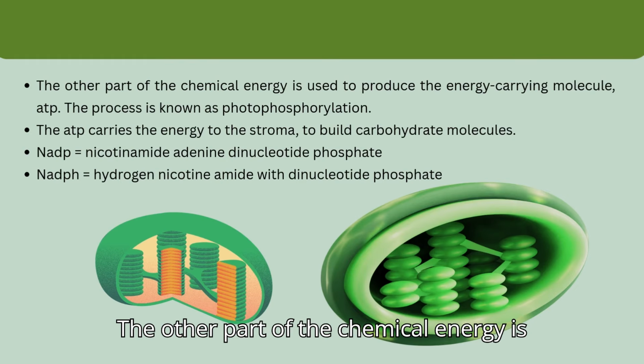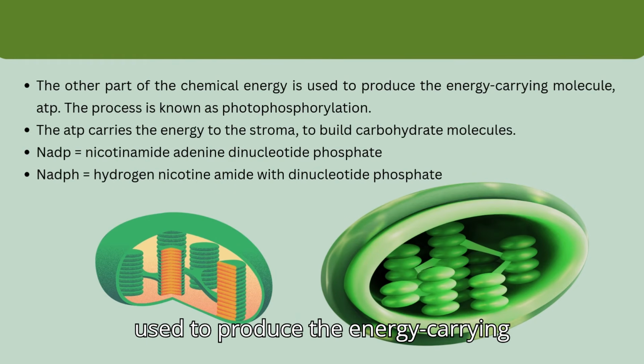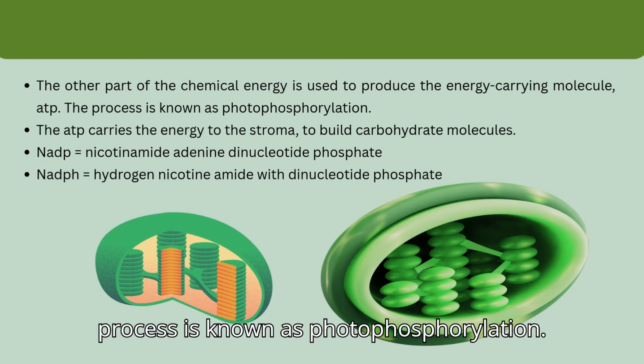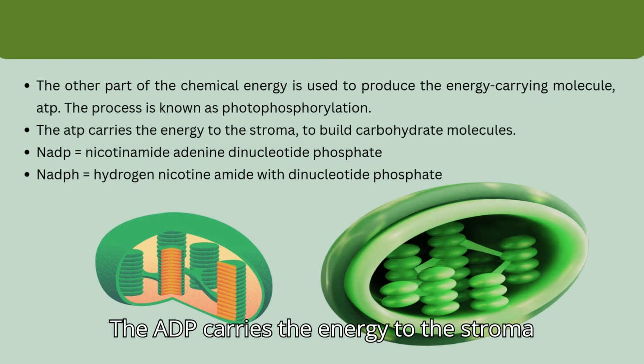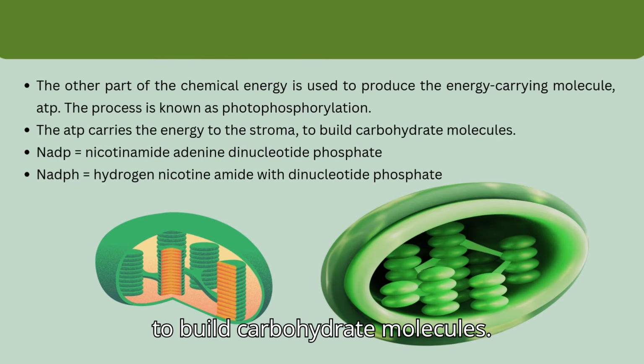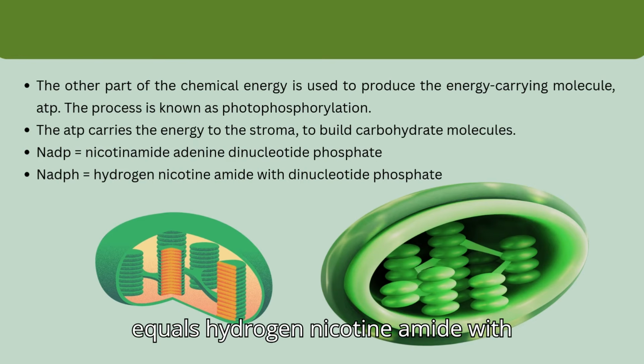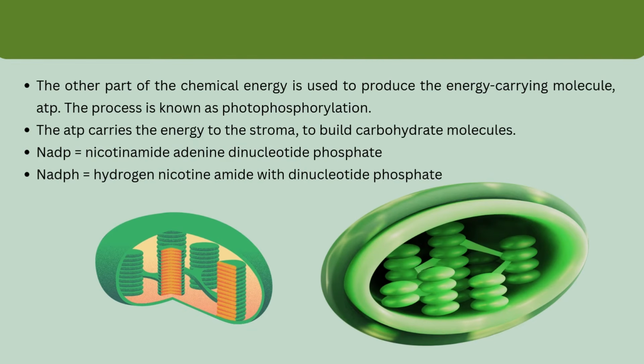The other part of the chemical energy is used to produce the energy-carrying molecule, ATP. The process is known as photophosphorylation. The ATP carries the energy to the stroma to build carbohydrate molecules. NADP equals nicotinamide adenine dinucleotide phosphate. NADPH equals hydrogen nicotinamide adenine dinucleotide phosphate.